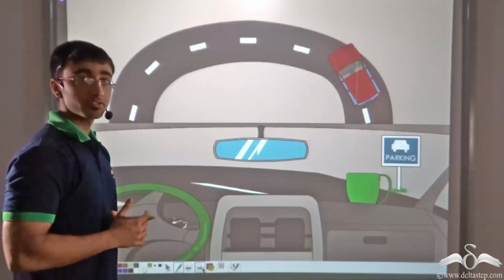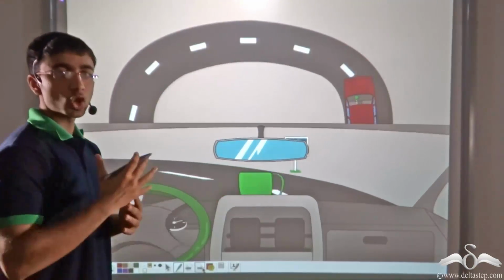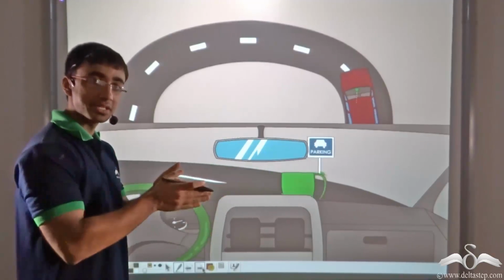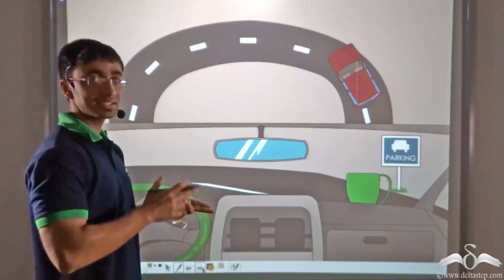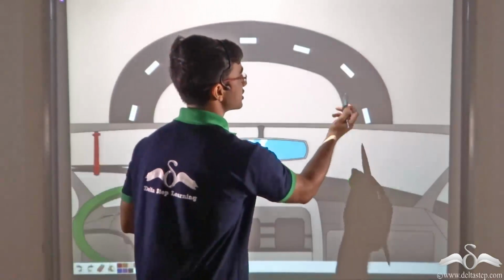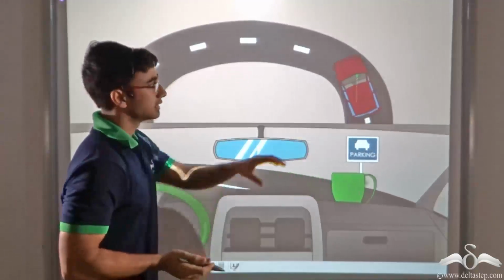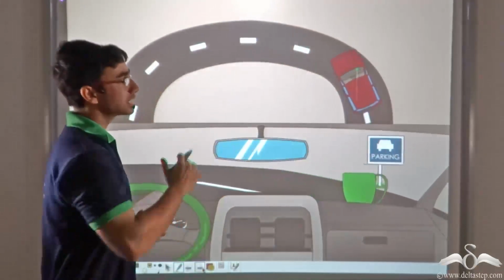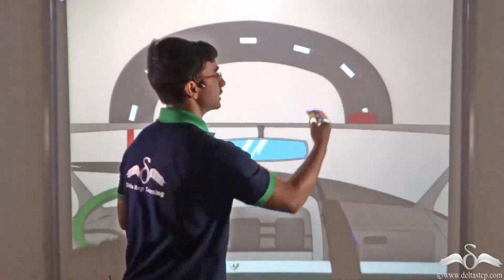From Newton's first law of motion, you know that whenever an object is in motion, it tends to stay in motion along the same direction unless and until there is an external force acting on it. So now consider when the car is driving in a straight line, the mug along with it is also moving in a straight line. Now what happens when the car makes a sudden turn?